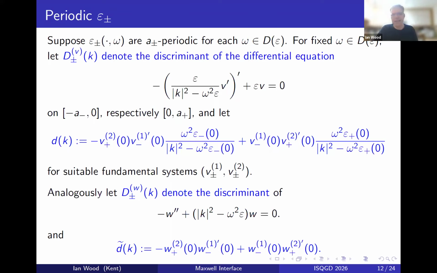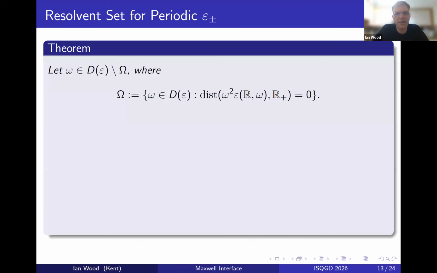And then we have the same things for the W problem, just that this is a simpler Sturm-Liouville problem, and so it looks a little bit easier. But again, we get the discriminants d_W plus minus, and maybe we should have called this d_W of k rather than d tilde k, but this d tilde k is this Wronskian type determinant involving the decaying solutions.